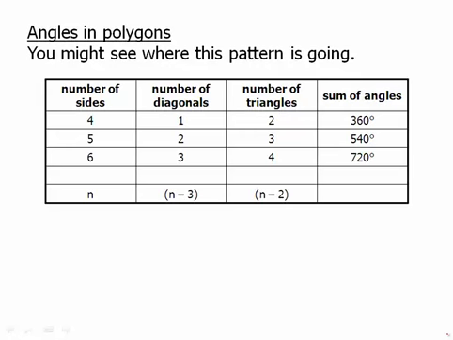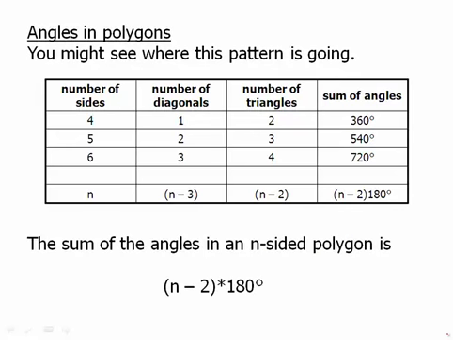Now, where's this pattern going? If we have an n-sided polygon with n vertices, that means that from any one vertex, we could draw n minus 3 diagonals. The n minus 3 diagonals would divide the shape into n minus 2 triangles, and then the sum of the angles would simply be (n minus 2) times 180, because we'd have n minus 2 triangles. So the sum of the angles in an n-sided polygon is (n minus 2) times 180. That's an important formula to know, and again, I would urge you, don't simply memorize it, make sure you understand where it comes from.